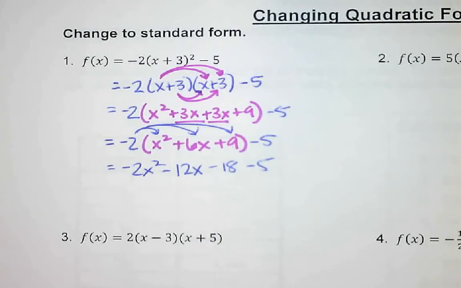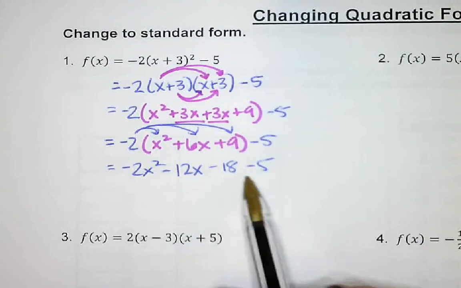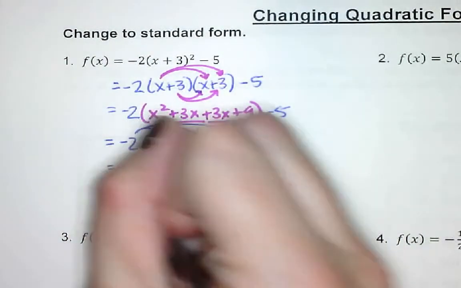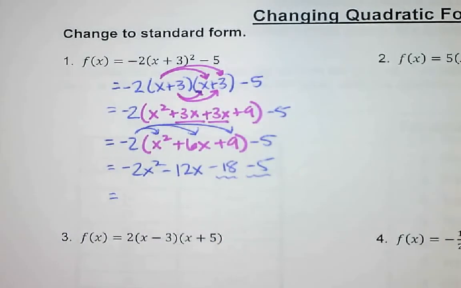Yeah, we're going to do our negative 18 minus 5. So what's our final answer going to be? Negative 2x squared minus 12x minus 23. Excellent job. All right, y'all?